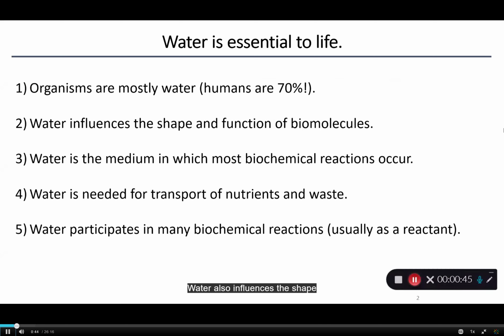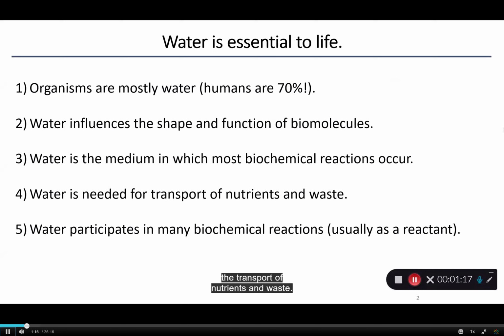Water also influences the shape and function of many biomolecules, especially proteins and also lipids. Water influences the shape and function of these molecules through what's called the hydrophobic effect, which I'm going to talk more about at the end of this slideshow. Because organisms are mostly water, water is therefore the medium in which most biochemical reactions occur. Many properties of water actually make it the perfect environment for biochemical reactions.